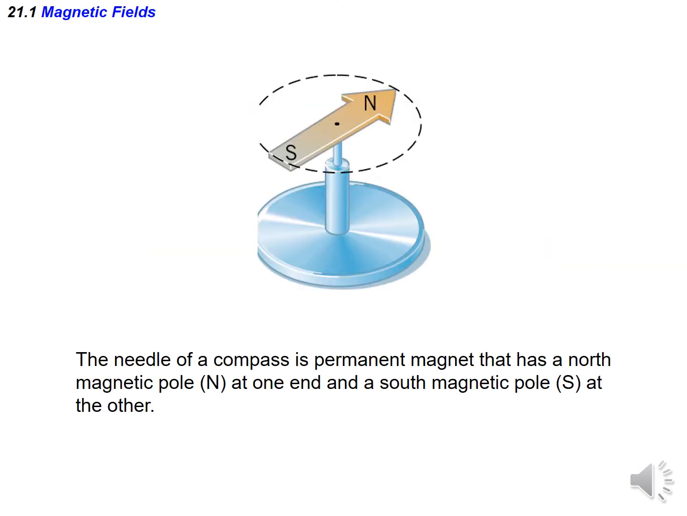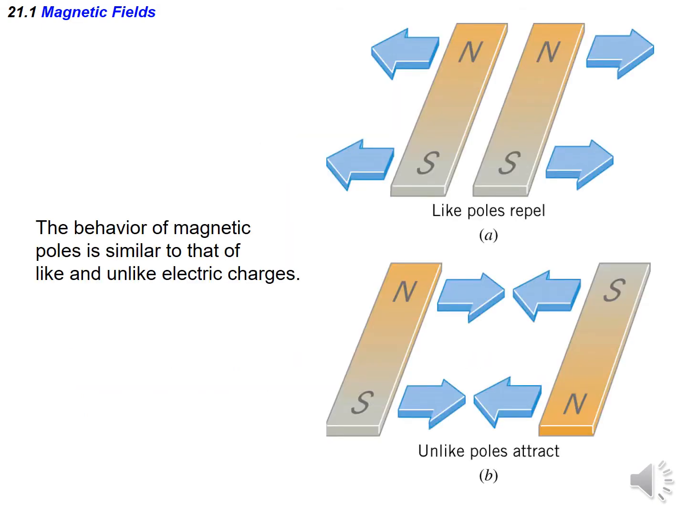The needle of a compass is a permanent magnet in which it has two poles, the North Pole and South Pole. The behavior of a magnetic pole is the same as the behavior of an electric charge. So in electric charge, like charges repel, unlike charges attract. The same thing with magnetic poles: unlike poles attract, like poles repel.